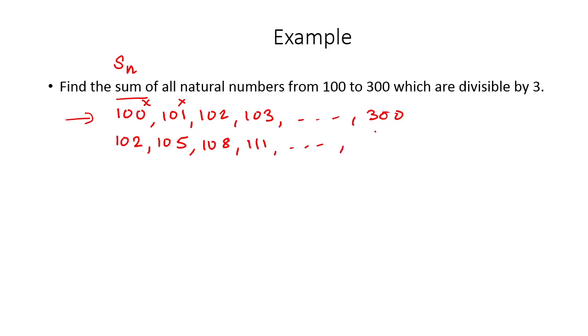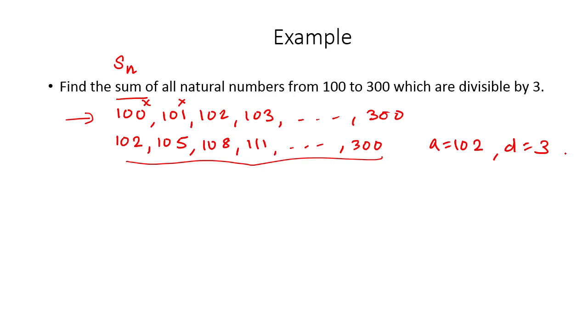The last number will be 300. Is 300 divisible by 3? Yes. So 300 will be there in this sequence. So basically we want to find out the sum of these numbers. These are the numbers between 100 and 300 which are divisible by 3, and this is an arithmetic progression. It is in the form of an arithmetic progression with the first term as 102 and the common difference is 3. These are the numbers which are divisible by 3, so they are all at a distance of 3.